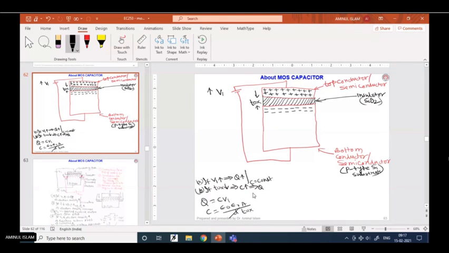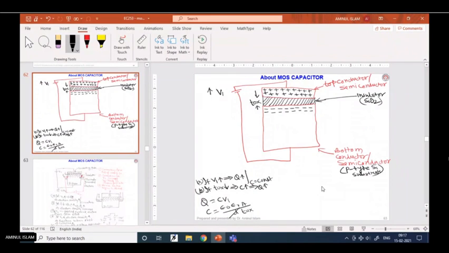Suppose V1 you are keeping constant and decreasing the oxide thickness. What will happen to Q? Increase. Q will increase. I mean, these are the things you can manipulate and have different values. Okay, V1 increase, Q increase. If V1 is constant and oxide thickness decreases, C increases, so Q increases.